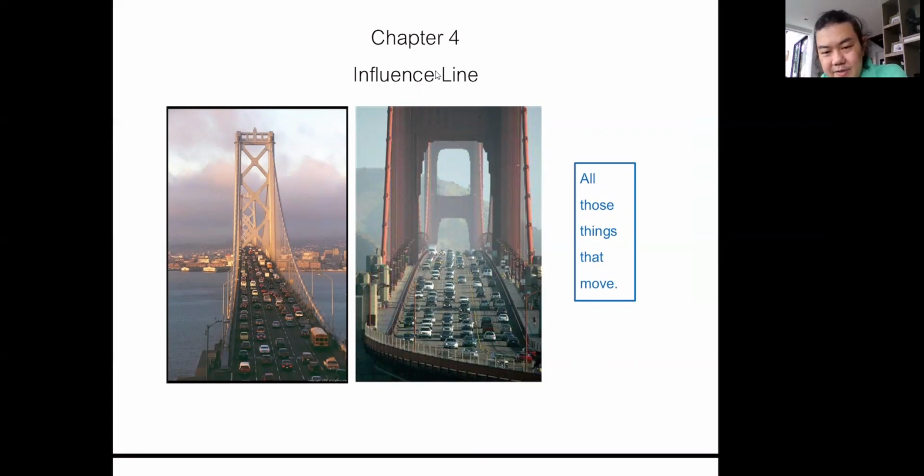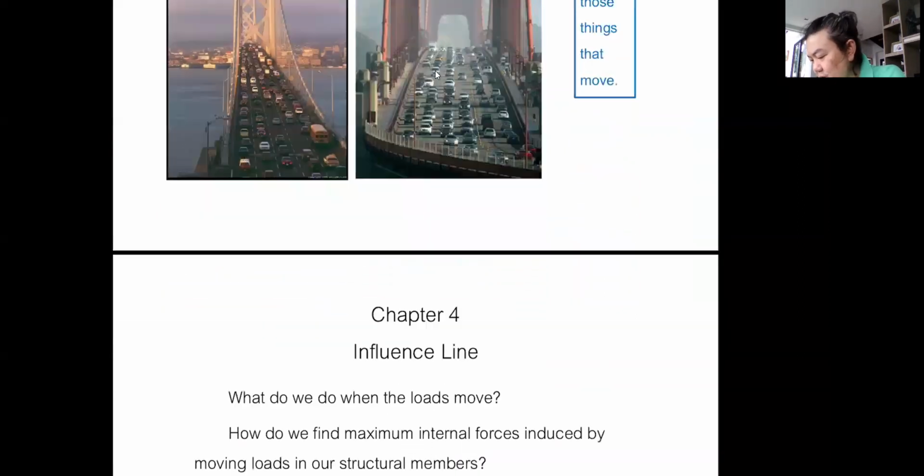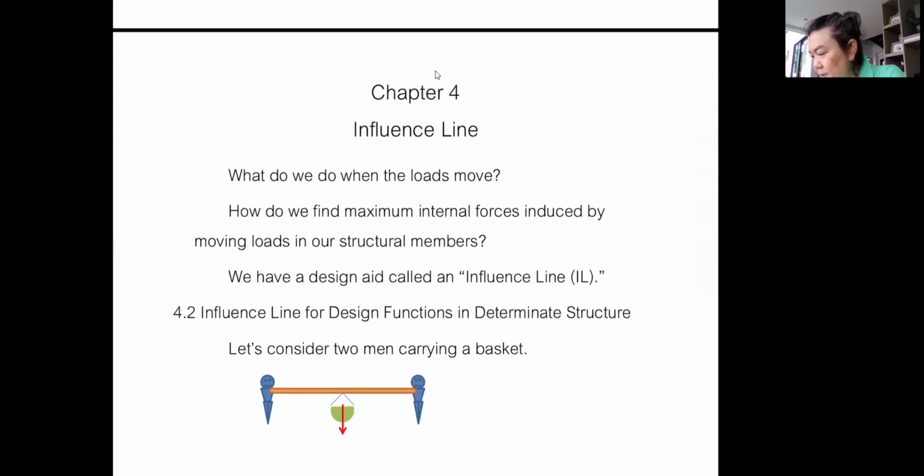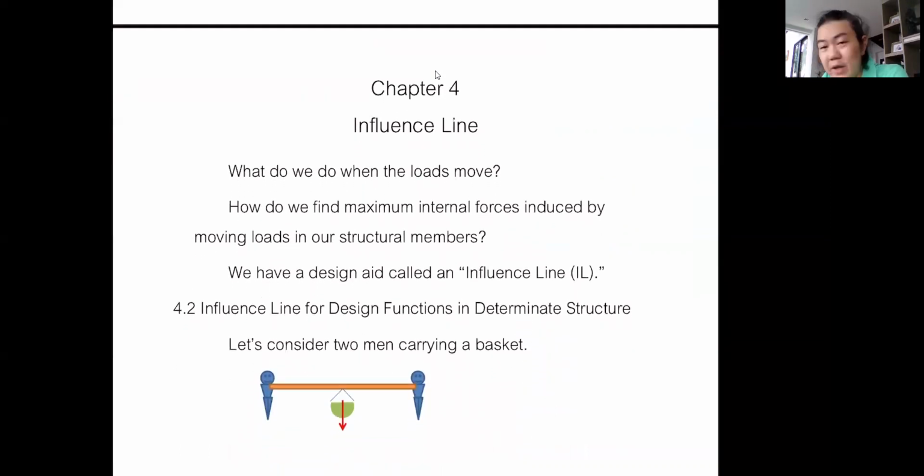So to design the bridge, for some of you who dream to become a bridge engineer, you have to deal with the moving loads. Okay. So with that said, when the loads move, the placement of the load or the location of the load becomes very, very important. And we are going to have to use the influence line to help figure that out.